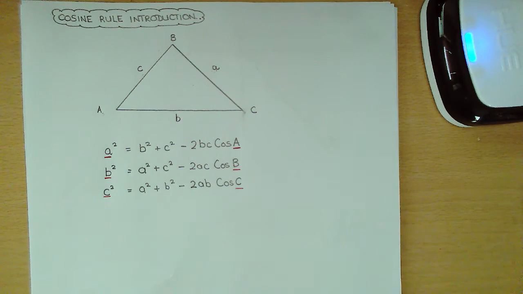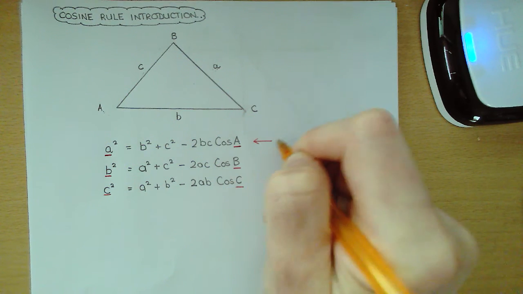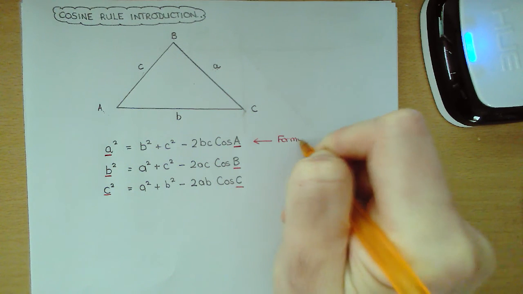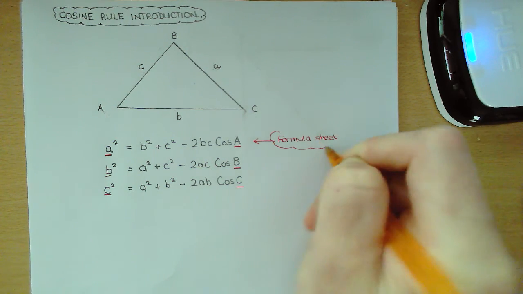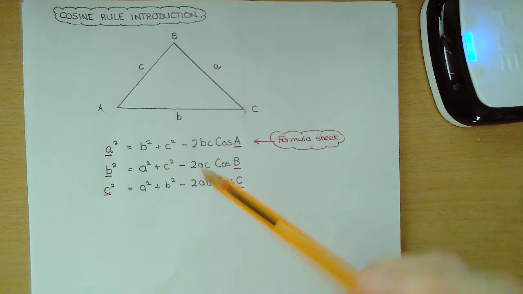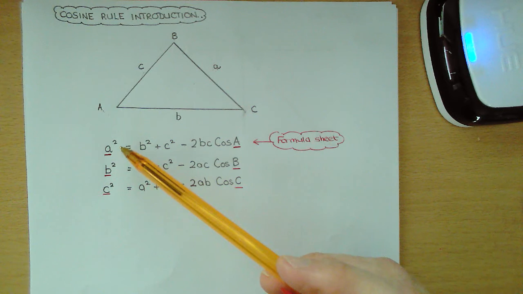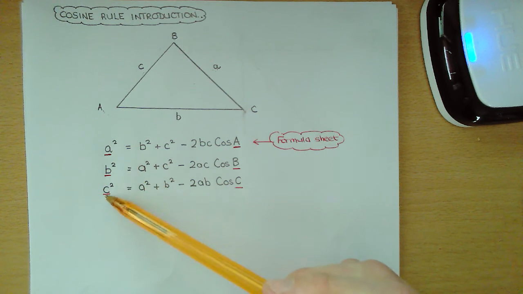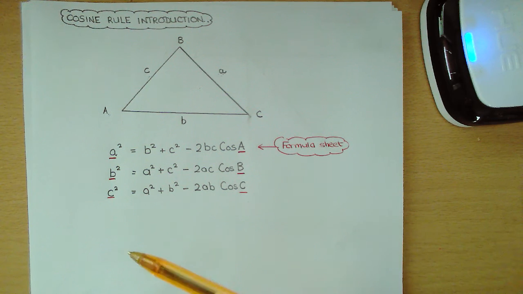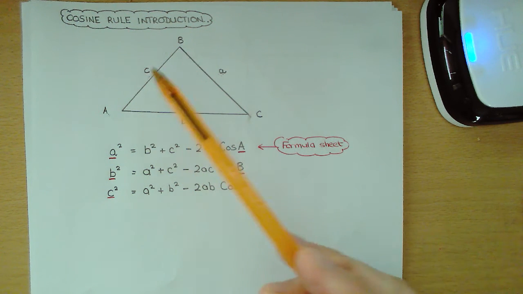Now, on your formula sheet, they only give the first version of the cosine rule that links the lowercase a to the capital A. However, you need to be flexible and you need to be able to apply the cosine rule to other letters that don't start with A. So for example, B and C, like we did here. Not only that, you have to be flexible and be able to apply the cosine rule to a triangle where the corners aren't A, B and C.